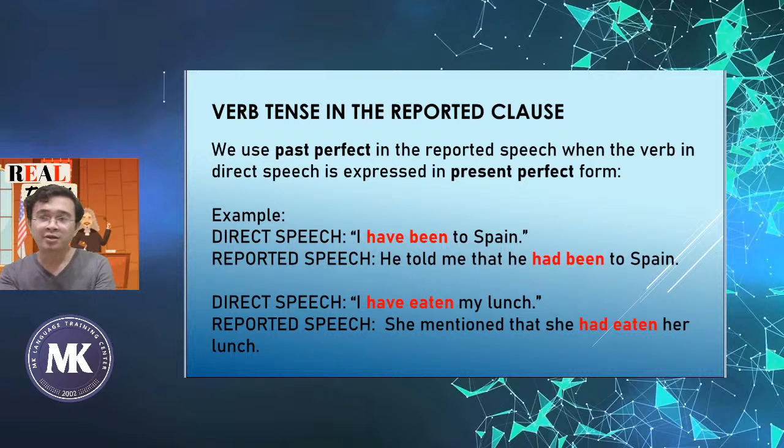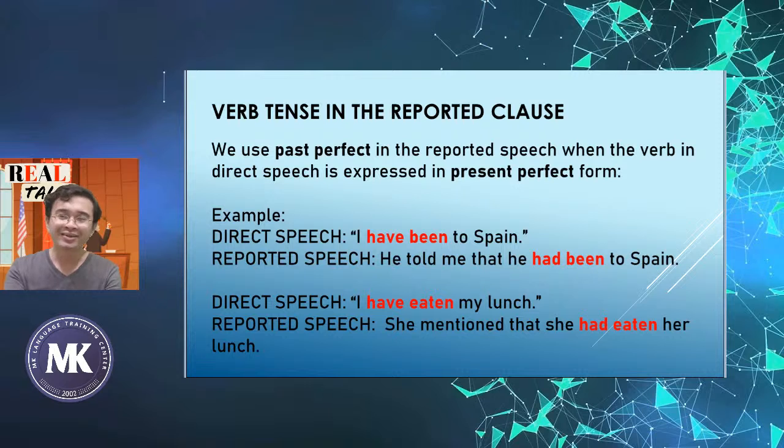This one is expressed in present perfect form because we use have plus past participle, and for our present perfect form we use has and have plus the past participle of the verb. If we want to change that into reported speech, we can say, "He told me that he had been to Spain." So from "have been" it becomes "had been" in the reported speech. So it's kind of easy, right?